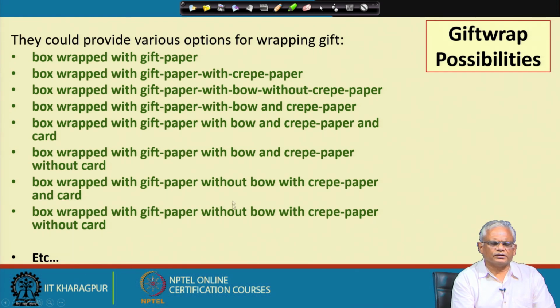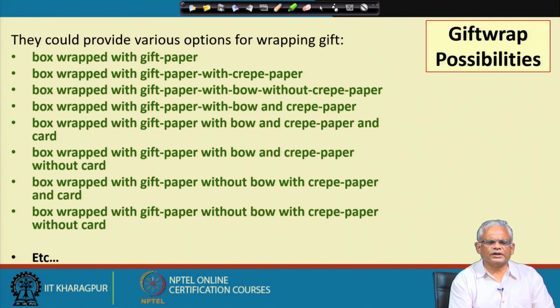If we had all these as separate items in the shop, that the shop has cupboards, and in one cupboard we have only gift paper, another one gift paper with crepe paper, another one gift paper with crepe paper and bow, another one gift paper, crepe paper and bow and card, another one only gift paper, crepe paper and card, and so on. You will see that the shopkeeper will have to maintain at least 2 dozens of cupboards. No shopkeeper does that actually.